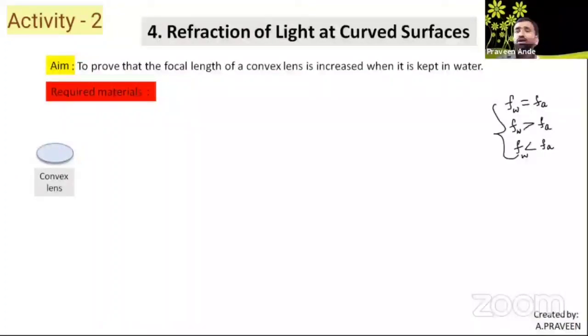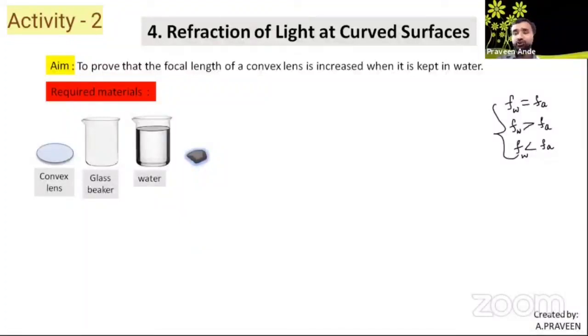Then I require one beaker, right? A glass beaker you have to take, transparent it is. You require water because to change the medium. Here to hold the lens we require a lens holder. So a circular lens holder is required and an object is required. Here I am using a stone, a black colored stone, as the object for us to see through the lens. A black colored stone is required.